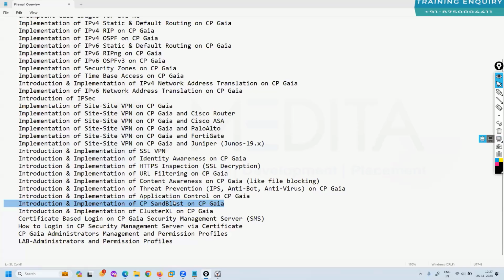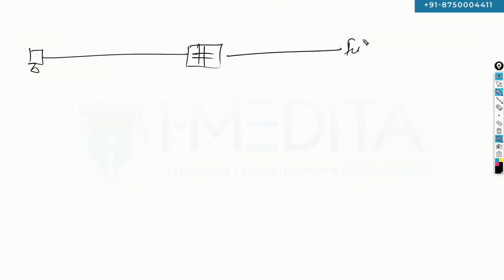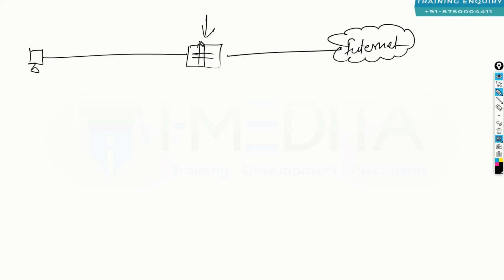Next, so this is our Sandblast. Next we have clustering. So what is clustering? As Palo Alto provides HA, the same thing is provided by Checkpoint. Now, assume we have a PC connected with a Checkpoint Firewall. The Checkpoint Firewall is connected with the internet here, and now we have a single point of failure at this device.